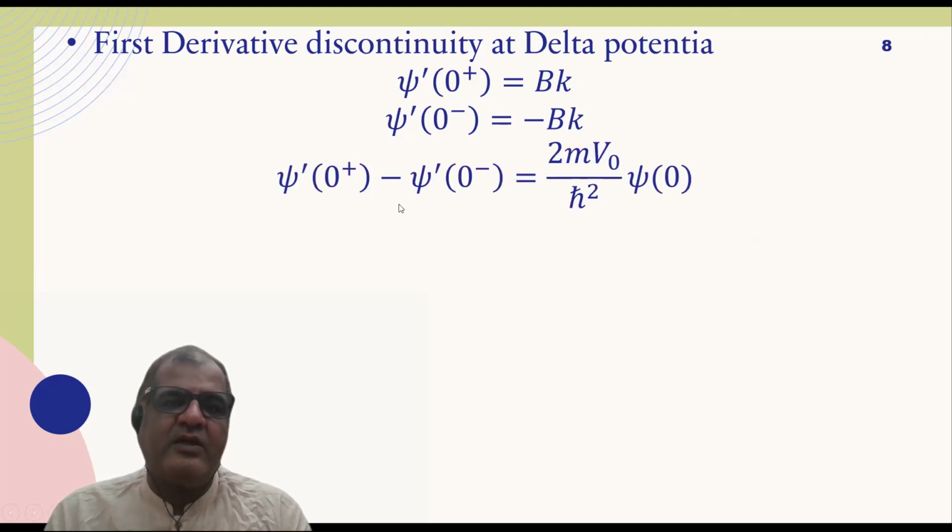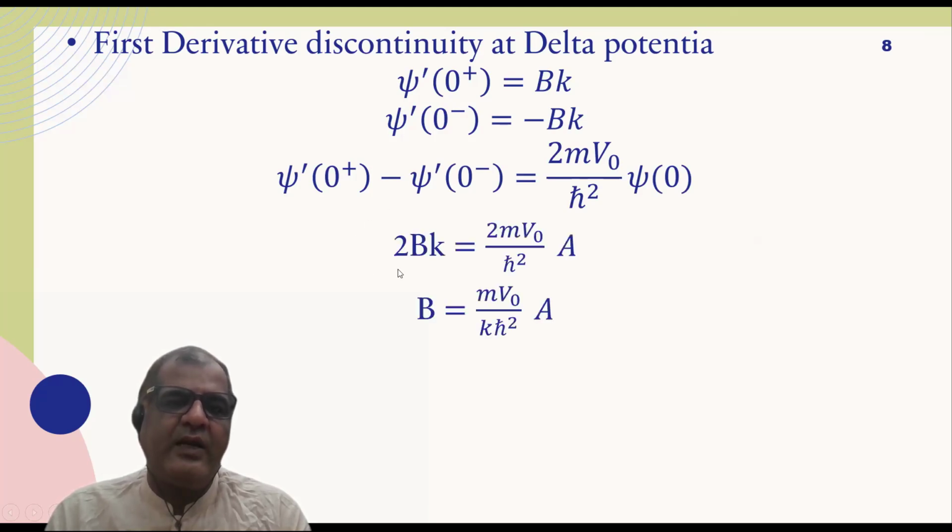Putting these values, this gives me 2Bk, where k is the square root of 2mE over h-bar squared. So this gives me a relation between A and B. Either I can remove B or I can remove A. If I want to remove A, then I can write it in terms of B.